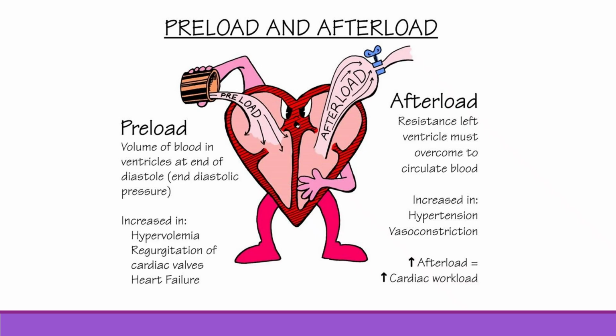Afterload is the resistance that the left ventricle has to overcome to circulate the blood. As I said in the previous slide, remember that we're building up pressure, and the pressure in the ventricles has to get higher than the pressure that's in the vessel to cause the semilunar valves to open, and for blood to flow. So that's what afterload is. Afterload is increased by hypertension and vasoconstriction, which is another thing we had talked about earlier. An increase in afterload equals an increase in the cardiac workload.